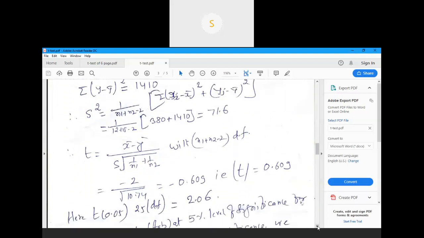Now if you apply your statistic, that is t is equal to, you may write the formula. In this formula, we will put the values of x bar, y bar, and s square, then n1 and n2. Then we simplify it, and you will get the value of t is equal to minus 6.09.